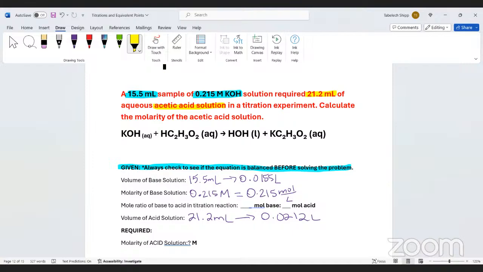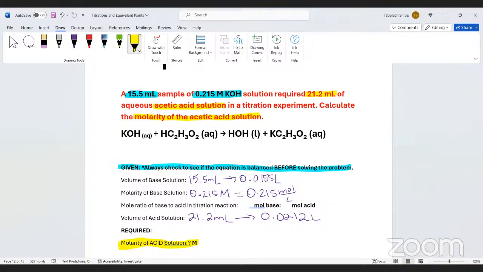And they said to calculate the molarity of the acetic acid solution. So because you've got to calculate the molarity, that is what's required. That is your M. That's the missing piece. Now, here's another little trick to help you remember how to do these problems. Look to see what 2 numbers are associated together. So in this particular problem, we were given the volume and the molarity of the base.